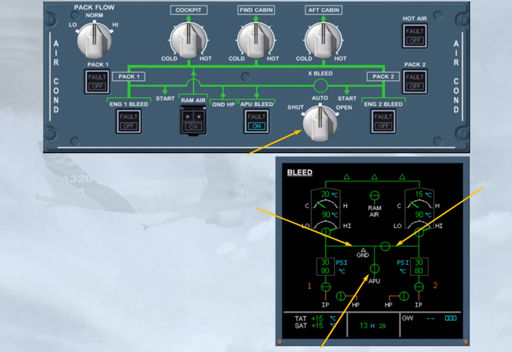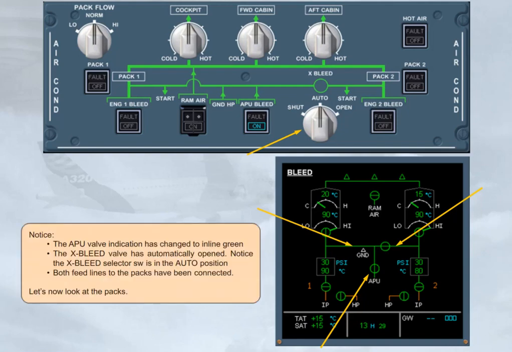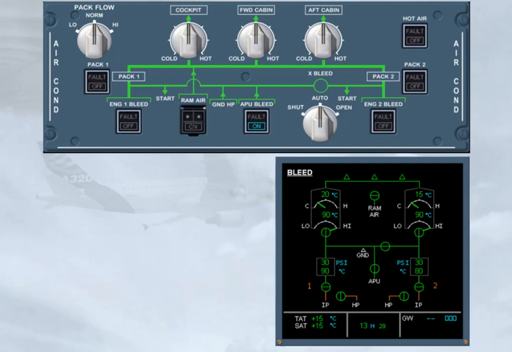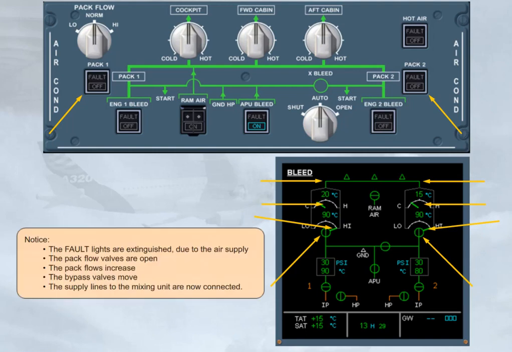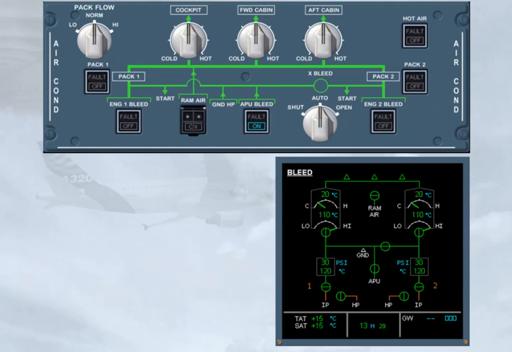Let's now look at the PACs. Notice, the fault lights are extinguished due to the air supply. The PAC flow valves are open. The PAC flows increase. The bypass valves move. The supply lines to the mixing unit are now connected. Both PACs are now providing air conditioning.